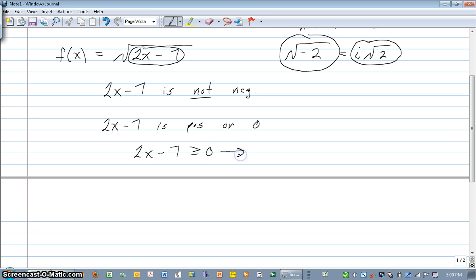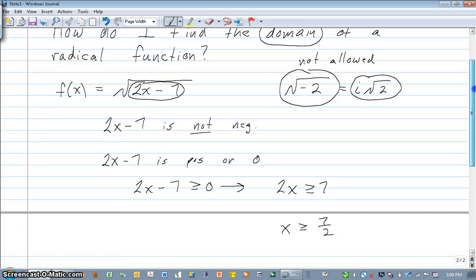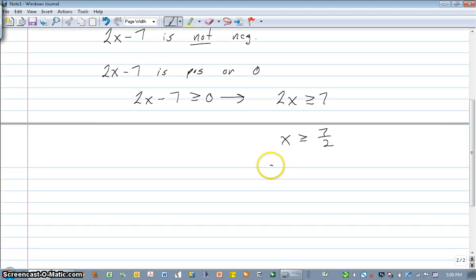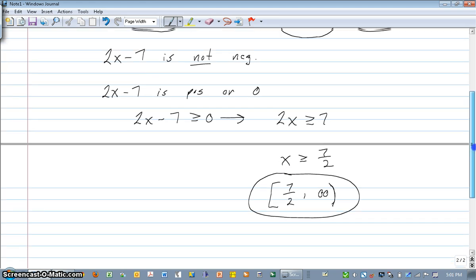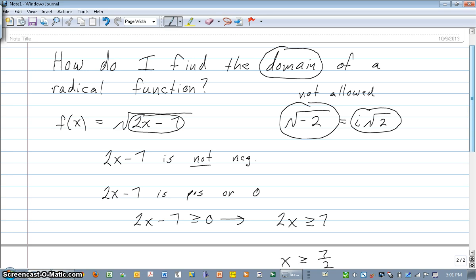So just a couple of quick algebraic steps. Add 7 and divide by 2. And that gives us the domain, and check with your instructor as to how he or she wants you to write that. A lot of times you want to put the inequality in interval notation, which is usually how you'll see it written. But that is the domain. So this process will work anytime you want to find the domain of a square root function.